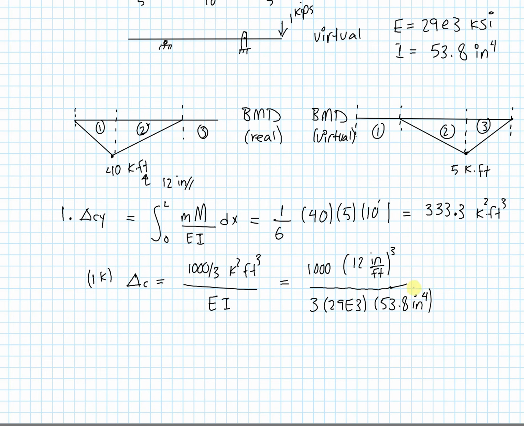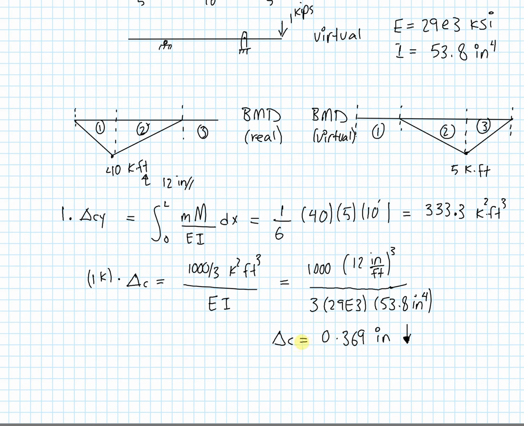This was my moment of inertia. And lastly, I end up with a delta C of 0.369 inches in the downwards direction. You can see it's in the downwards direction because my externally applied point load was in the downwards direction, and I ended up getting delta in the same direction, and everything worked out fine.